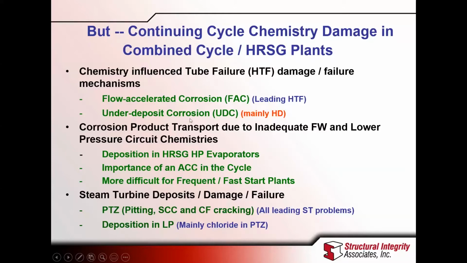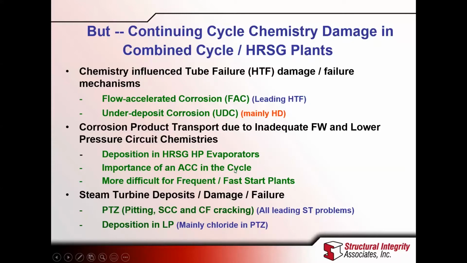The other one, of course, is under deposit corrosion. And whereas 10 or 15 years ago, it could have been related to phosphate or caustic, now essentially it's only due to hydrogen damage. And we see hydrogen damage, unfortunately, all over the world. The other aspect that we see is corrosion product transport. This is total iron due to inadequate feed water and lower pressure circuit chemistries. And of course, if you have elevated corrosion product transport, you will get deposition in the HRSG HP evaporators. And this is the incipient situation for these under deposit corrosion mechanisms.